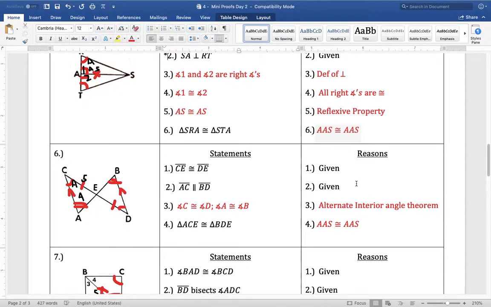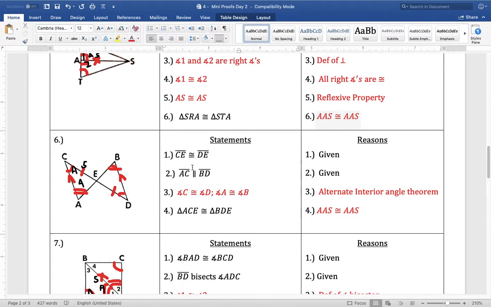If we go to number 6, you could see that we have the congruent segments. CE is congruent to DE. We have the parallel lines, which once again, they don't give you congruence, they just give you parallel. So what you get from parallel lines are alternate interior angles. We have angle C is congruent to D, and A is congruent to B. I left them as A and B and C and D and didn't put the numbers in just to show you how the proof would look that way.